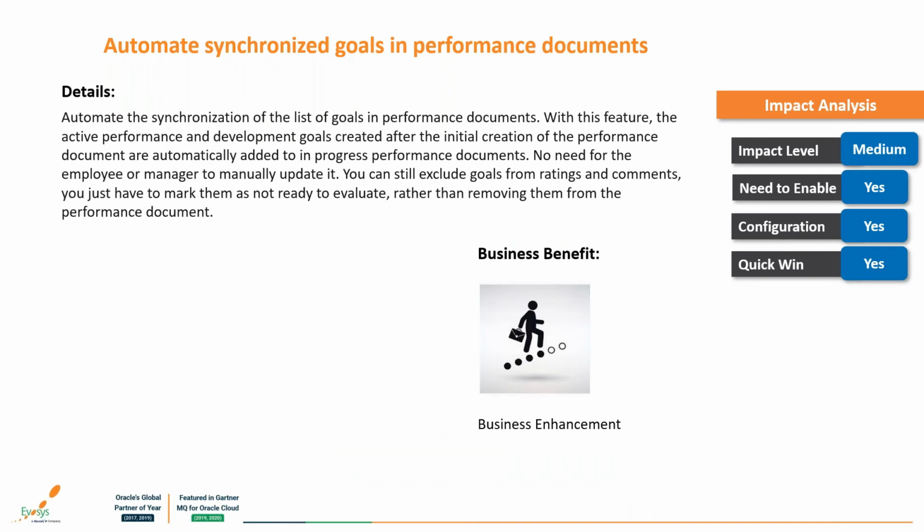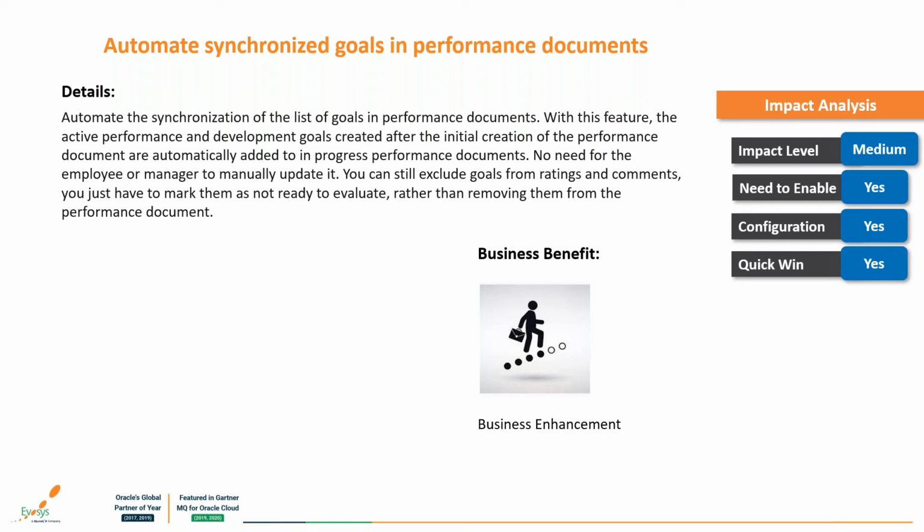Moving to the next feature, which is automate synchronized goals in performance documents. From this release, now you can view a consistent list of the performance goals in goal management and development goals in the career development in performance documents. Your administrator needs to enable synchronization of goals and performance documents in the performance template. After your administrator enables this, the synchronized performance documents are automatically updated with any new goals that have been added through the goal management and the career development pages.